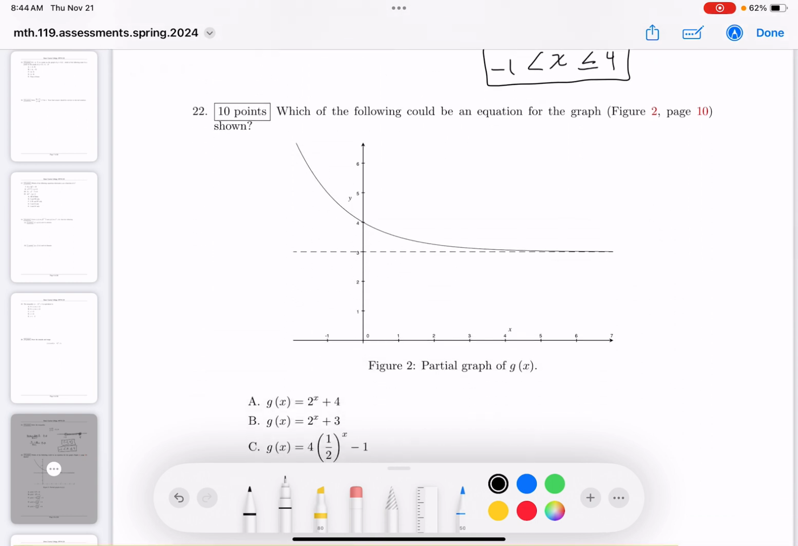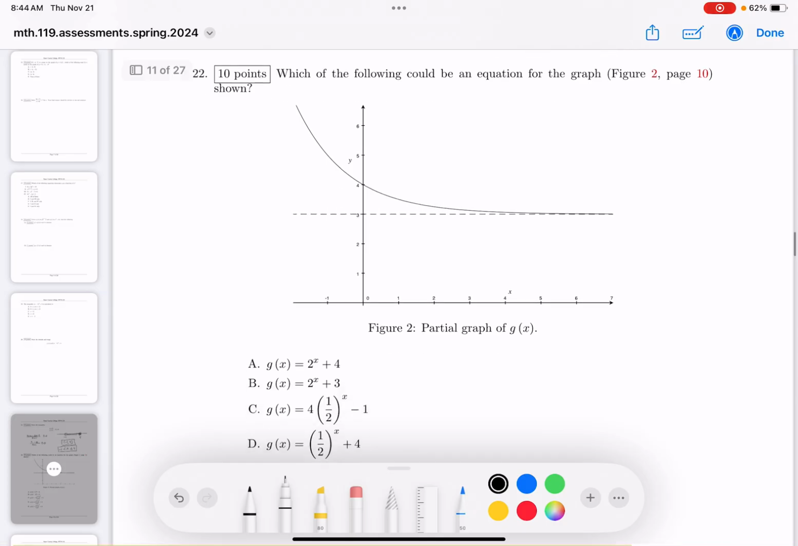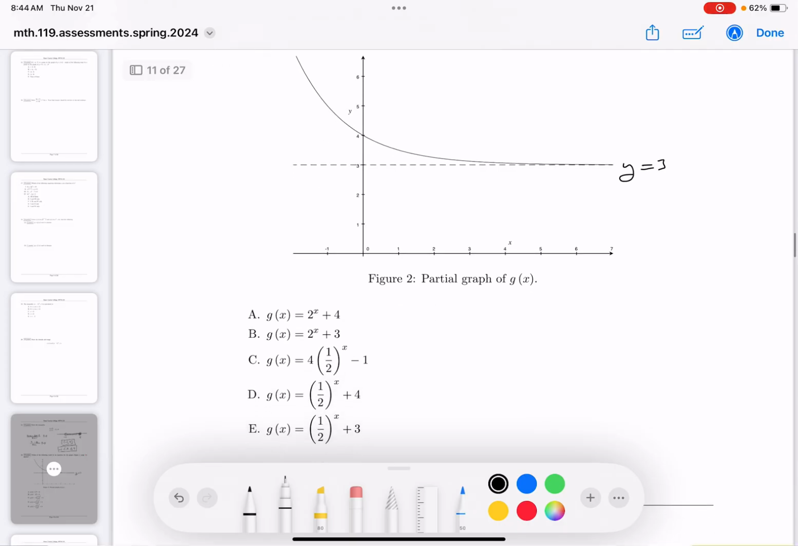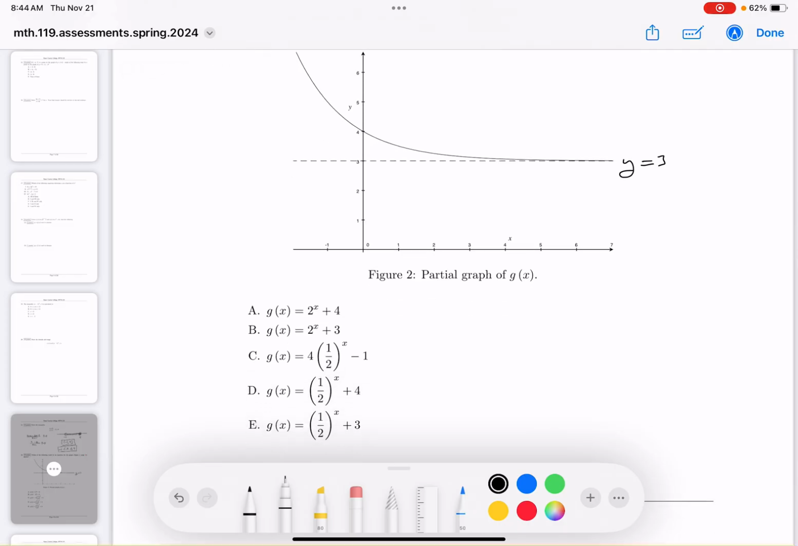The next question says, which of the following functions could be that graph over there? One thing I noticed, it's exponential in form. Looking at it, I know there's going to be an asymptote over here. It looks like y equals 3. So the first thing I do is go look at these choices over here, and I'm looking at two candidates where I see a 3 in it. The question is, what would you do now? Maybe you take a point over here.